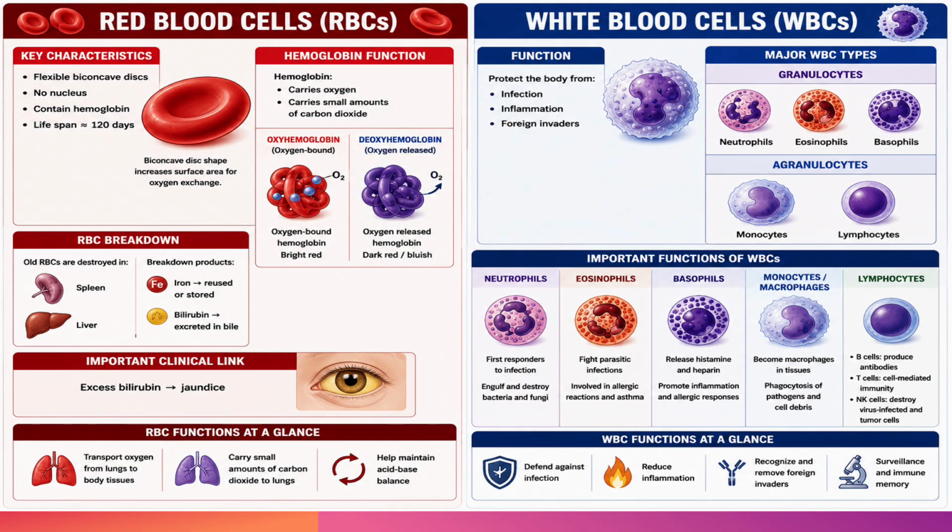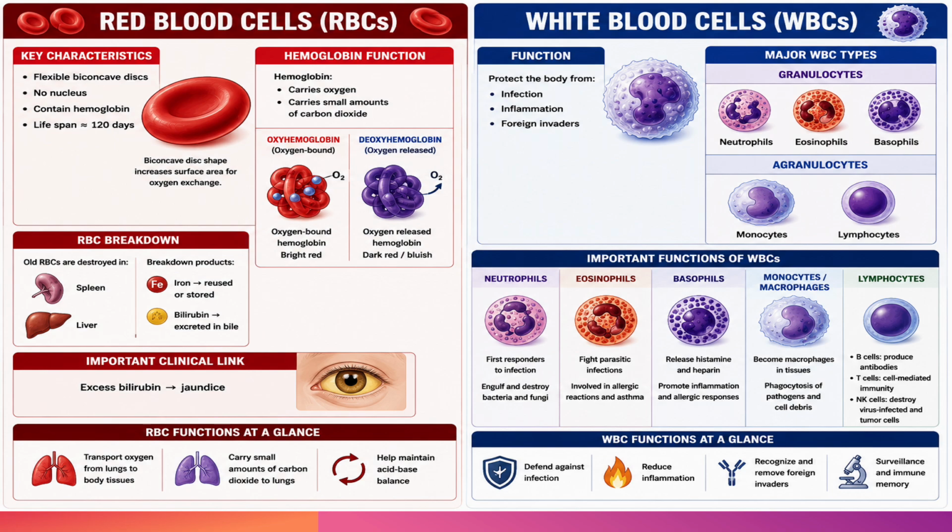So red blood cells, RBCs, are flexible biconcave discs that contain hemoglobin, and they have a lifespan of about 120 days. Their biconcave shape increases surface area for oxygen exchange. Hemoglobin is a protein responsible for carrying oxygen. When oxygen is attached, it's called oxyhemoglobin and appears bright red. When oxygen is released, remember it delivers oxygen to the tissue, it becomes deoxyhemoglobin and appears darker red or bluish.